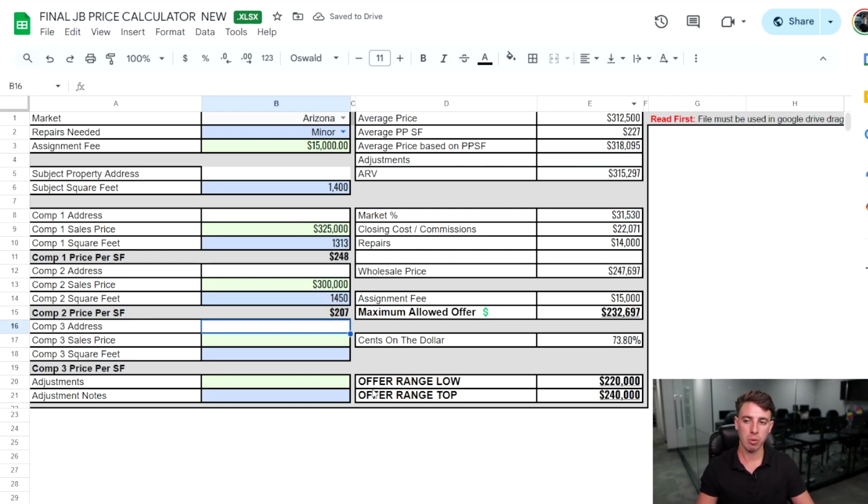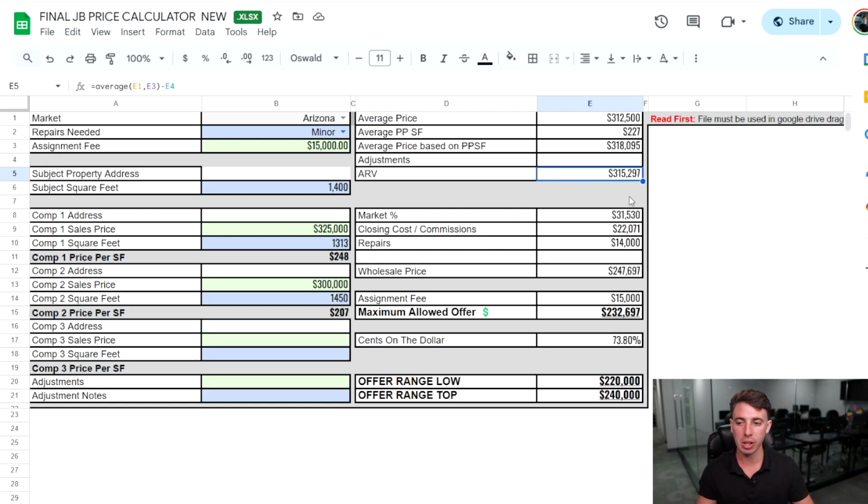Now it's going to go ahead and run all the math for us. So we plugged in our subject property square footage for the property we're making an offer on. We plugged in the sale price and the square footage for our two comps. And that's going to go ahead and run the calculations. It's going to give us the average price based on these sales, the average price per square foot, and then the average price based on price per square foot, and then it's going to give us the average of those two, which equals our ideal ARV.